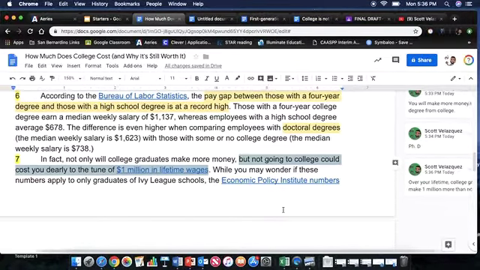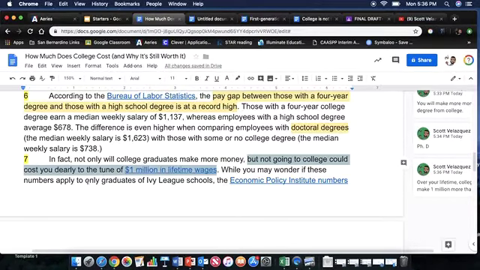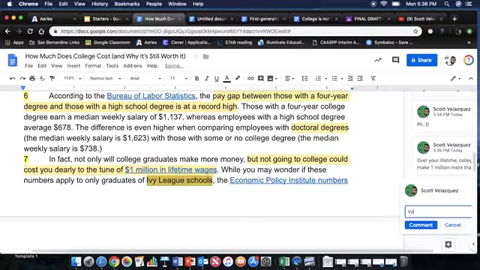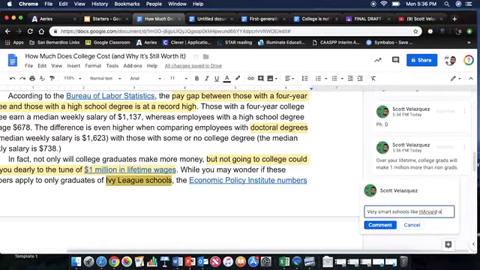While you may wonder, so let's pick up here. While you may wonder if these numbers apply to only graduates of Ivy League schools, Ivy League schools are those really, really prestigious schools that only the smartest, most intelligent people go to, like Harvard and Stanford. Right? That's an Ivy League school. So let's go ahead and highlight that. So make sure you understand that Ivy League schools. We're going to write very smart schools like Harvard or Stanford.